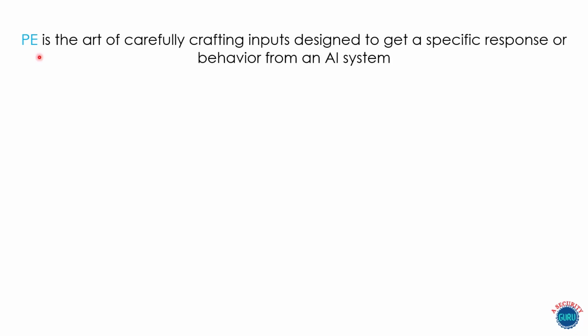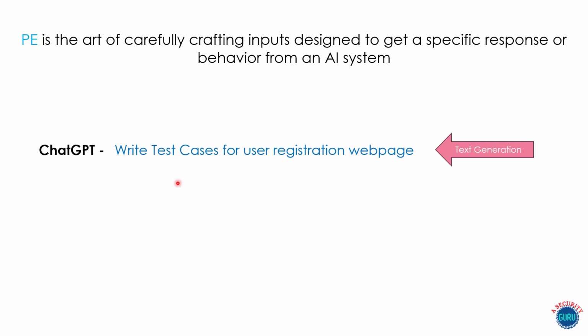Prompt engineering is the art of carefully crafting input or prompt designed to get a specific response from an AI system. It means if we want to get a desired output from an AI system like ChatGPT, it is very important that we carefully craft our prompts or inputs. If we craft our inputs carefully, we will be able to get our output from AI system quickly and efficiently. For example, being a QA engineer, we ask ChatGPT to write test case for user registration page. This is a prompt that we send for text generation.